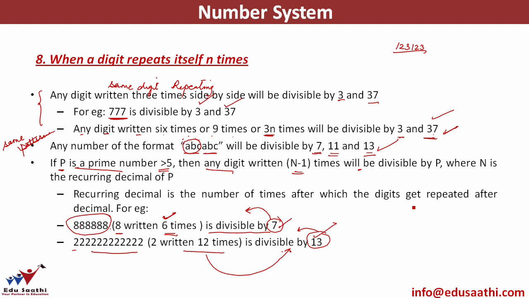Let's look at another prime number like 11. What is the recurring decimal of 11? It is 10. So if you write any digit 10 times, this would always be divisible by 11 that I have. That means the remainder would come out to be 0.